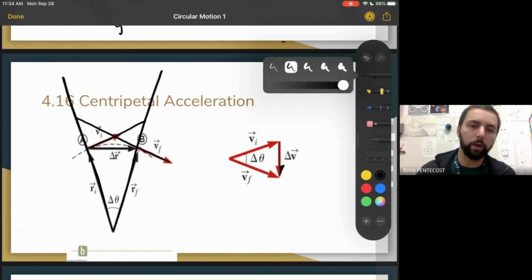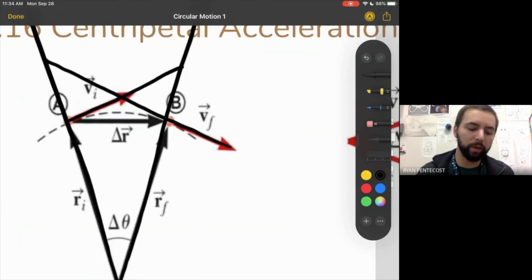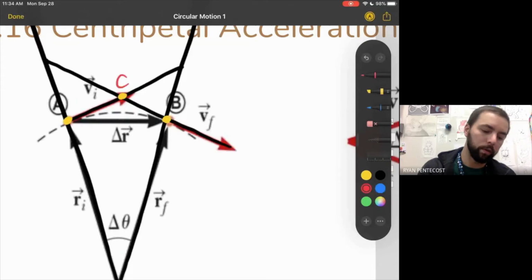Let's look at this imagery here. We have point A and point B. That's point A, that's point B. Here in the middle, we'll call that point C. Up here and here, we have two new points. We'll call this D and this E.